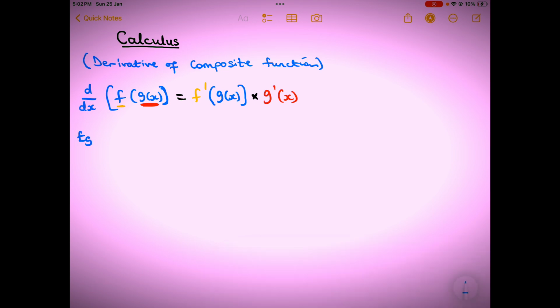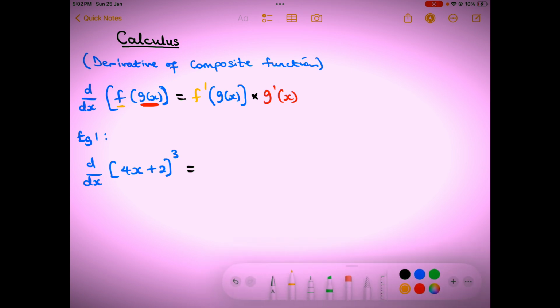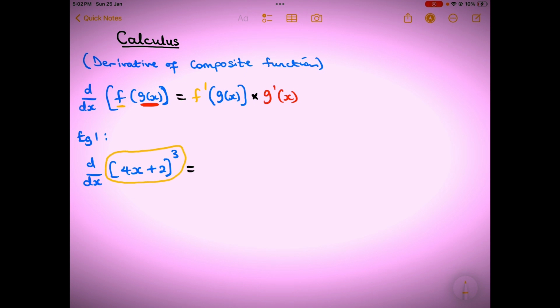Example number 1. Let's say you are given d dx of the function 4x plus 2 all to the power of 3. So like we said in the steps, we differentiate the outside one. So in this case, all this is our outside function. So we will differentiate this outside function using the power rule. Someone may ask, how do we use the power rule?